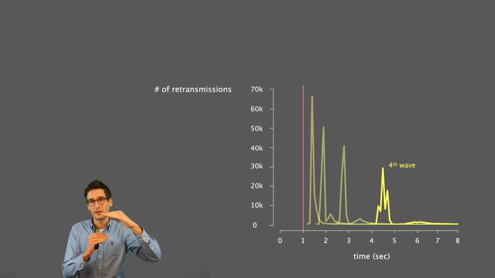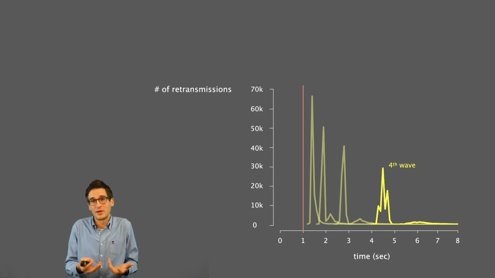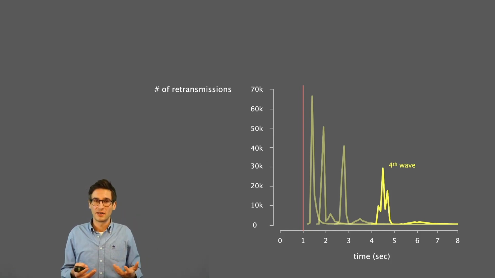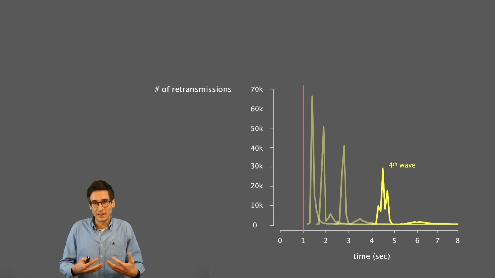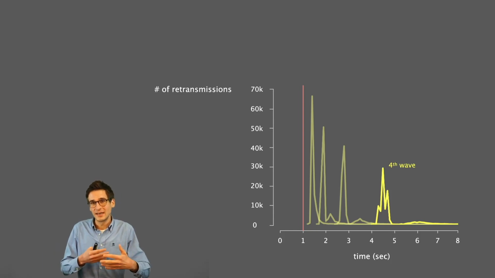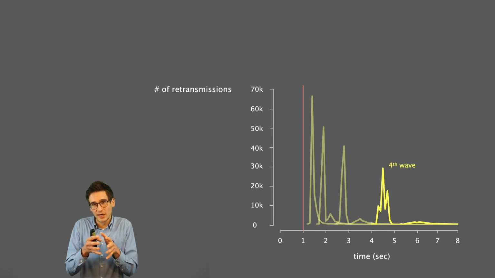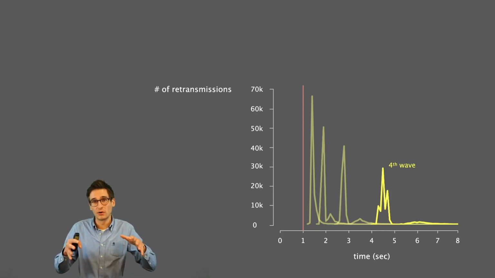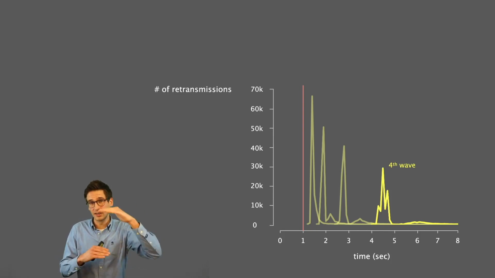One interesting thing to see here is that the waves are shrinking in amplitude. The reason is the exponential backoff. All these TCP sources will be retransmitting, but as the backoff increases every time, they will become less and less synchronized. This is why these waves will spread over a longer period of time. That will decrease the amplitude.